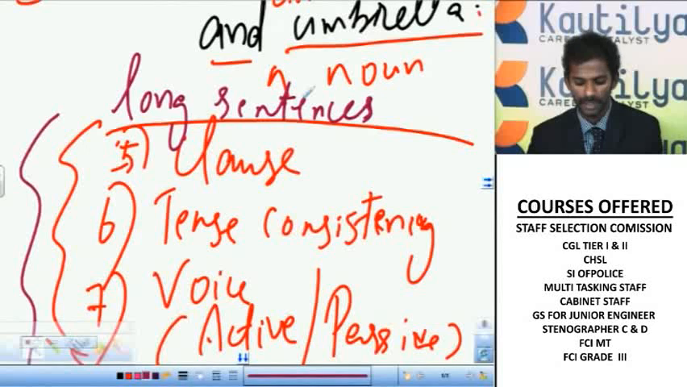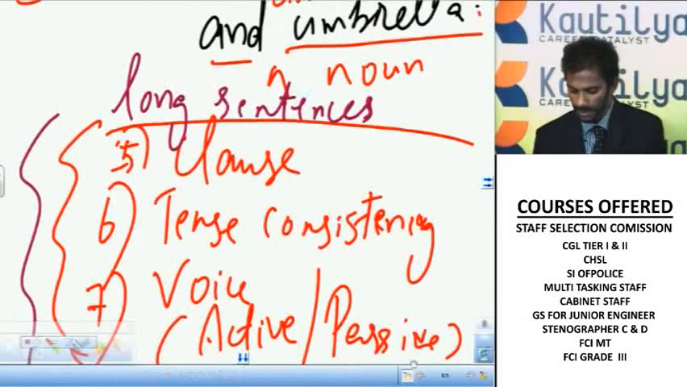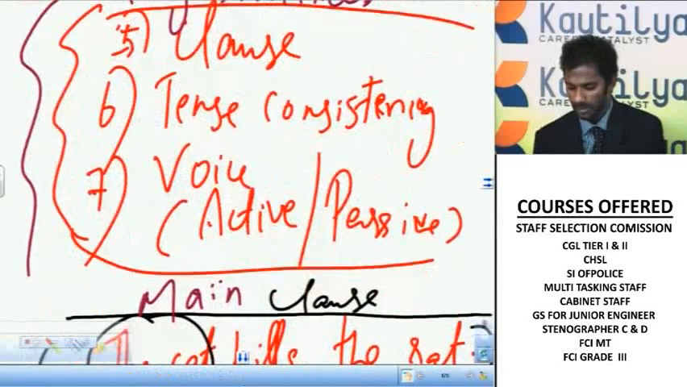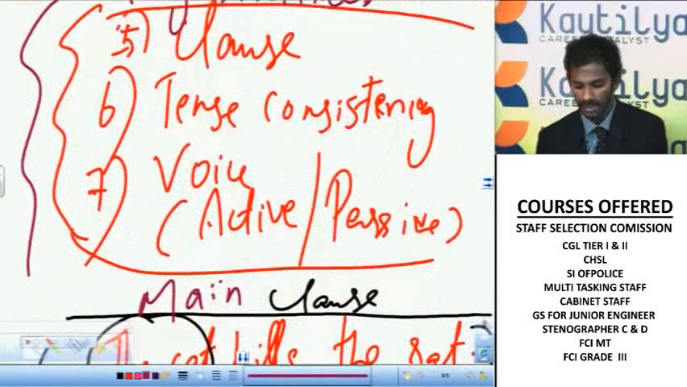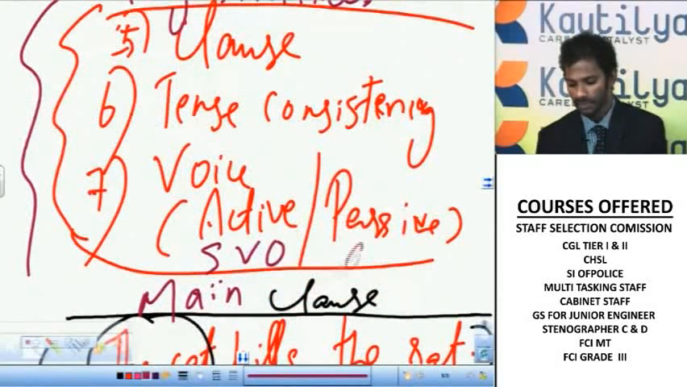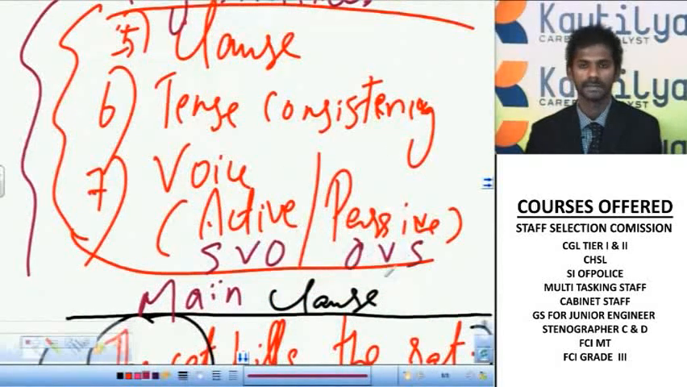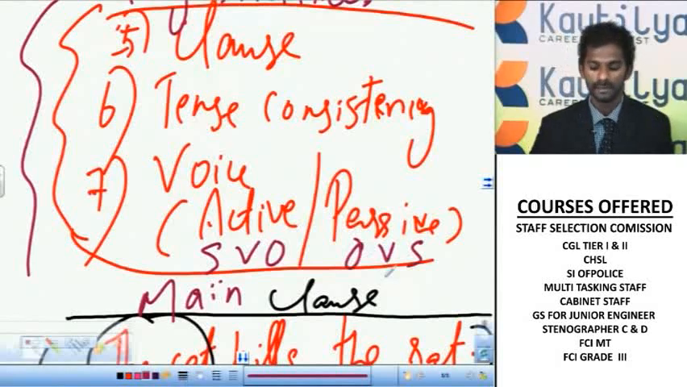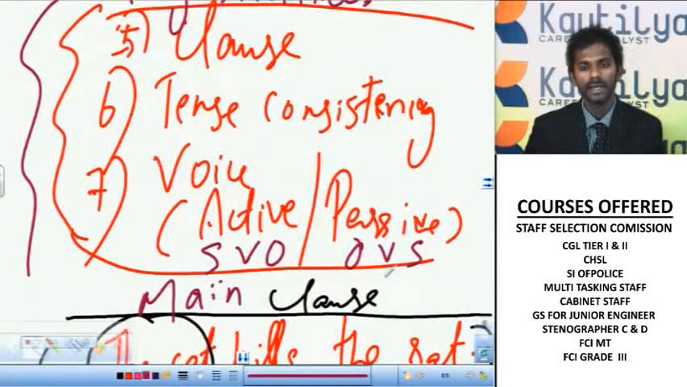Clear? Right. And the third concept is voice. We have already discussed voice actually. Active voice and passive voice. In active voice, the order of the sentence will be subject, verb, object. And in passive voice, the order will be object, verb, subject. Clear?